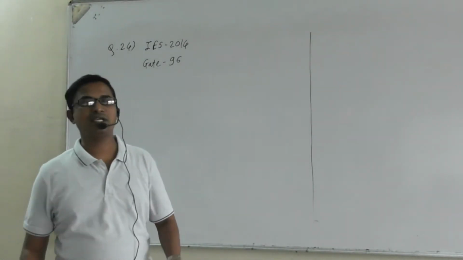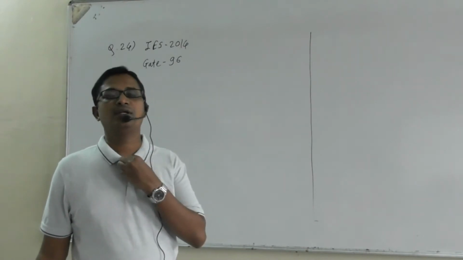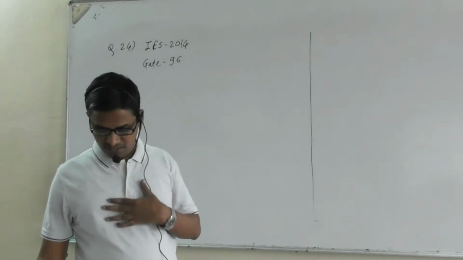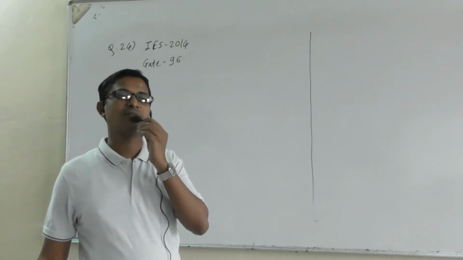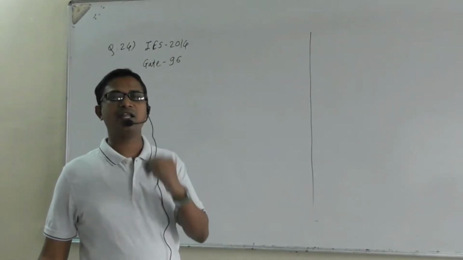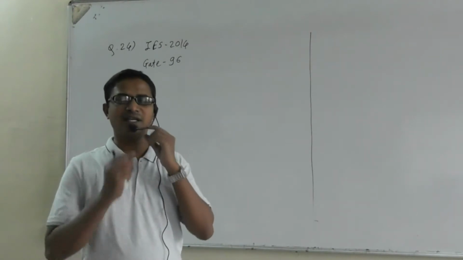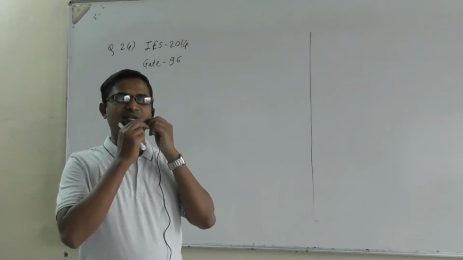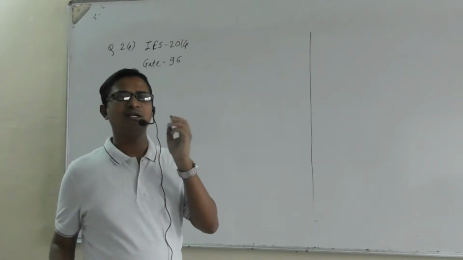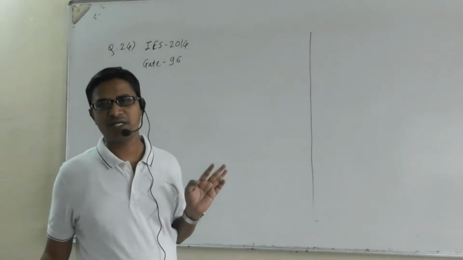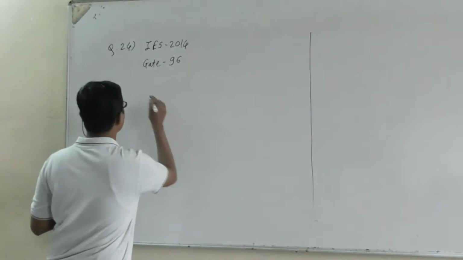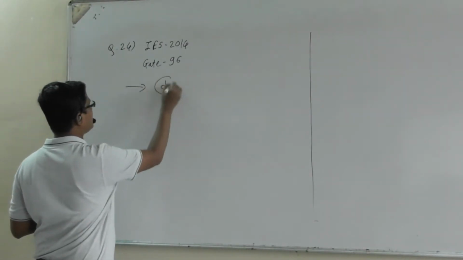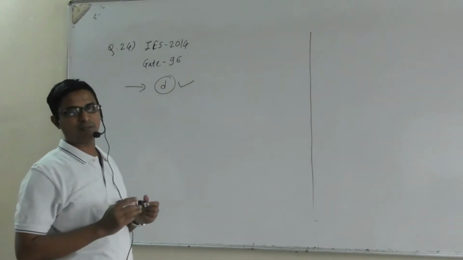So the first three, A, B and C, will cause permanent damage, but the fourth one, high dV/dt, will not cause permanent damage to the SCR. High dV/dt will cause false triggering of the SCR, and false triggering will not lead to permanent damage. So the correct answer is option D. Are you getting the point?